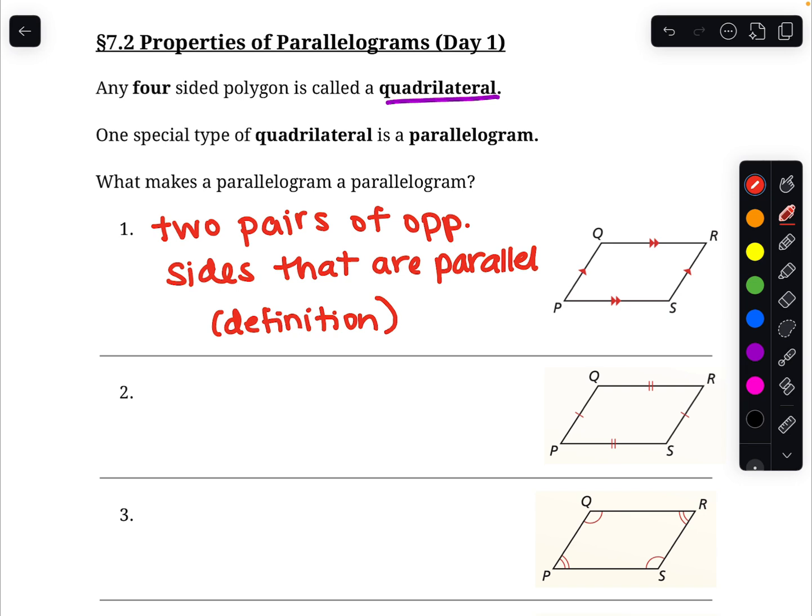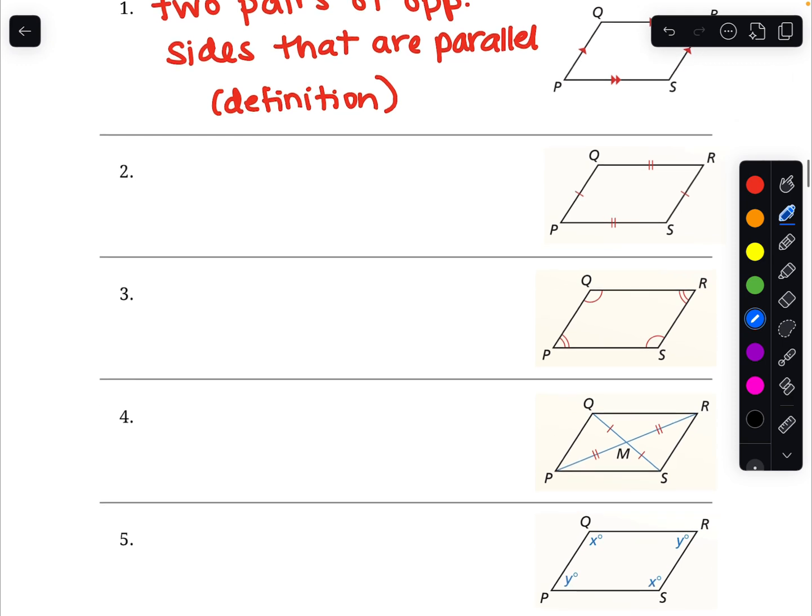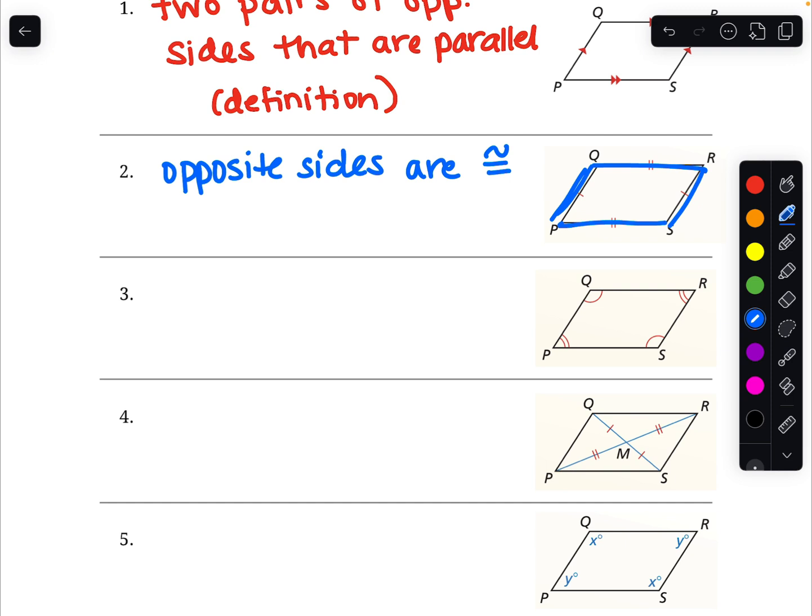So because we have two pairs of opposite sides that are parallel, we then get two pairs of opposite sides that are congruent, and that's shown here. So QR is congruent to PS, and QP is congruent to RS.